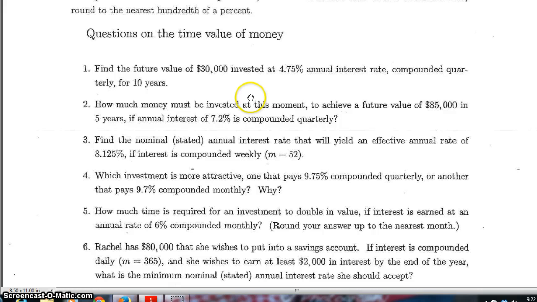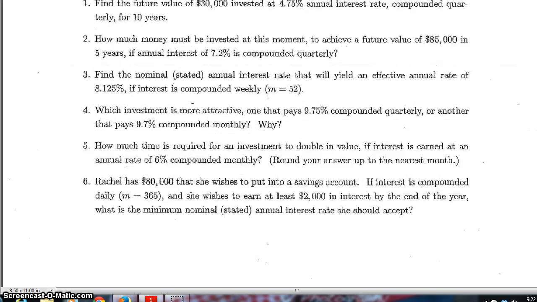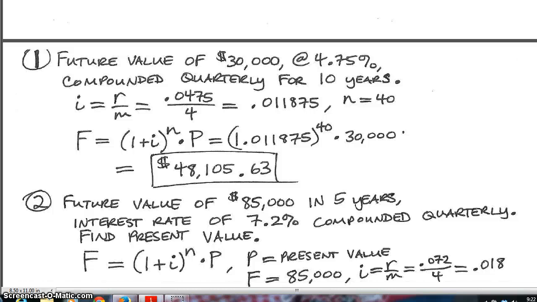So number one, find the future value of $30,000 invested at 4 3/4% annual interest rate compounded quarterly for 10 years. This is a pretty straightforward problem using the future value in terms of the present value and the interest rate. So F equals (1 plus I) to the N times P. Just be sure that since we're compounding quarterly, you divide by 4 to get I equals 0.011875, and N then is 4 times 10, which is 40.